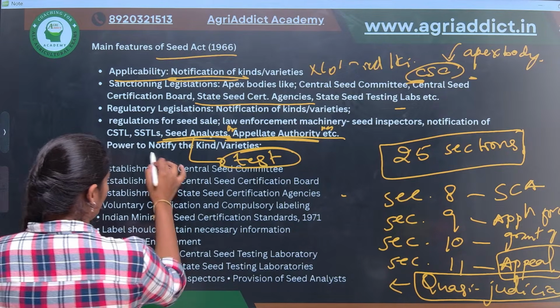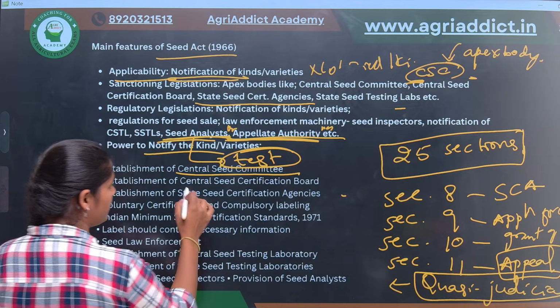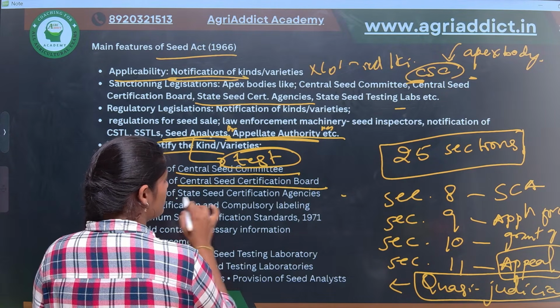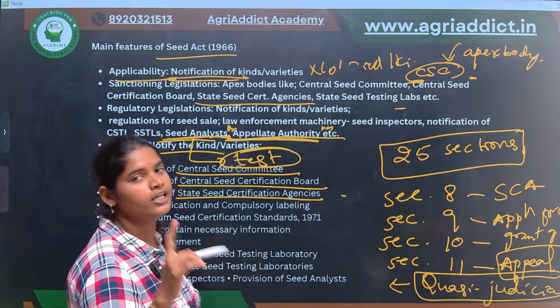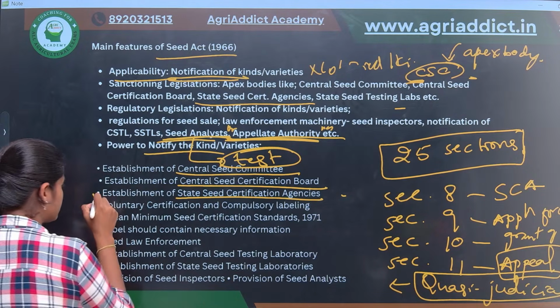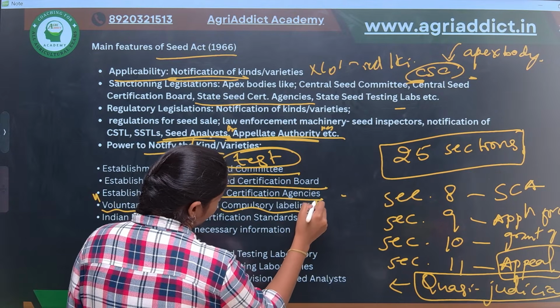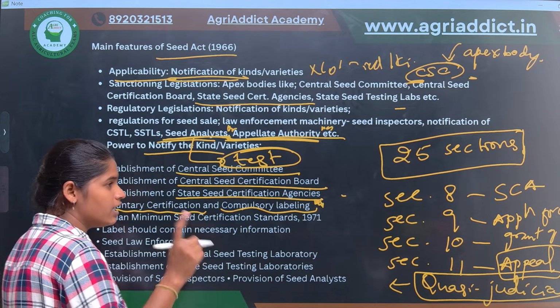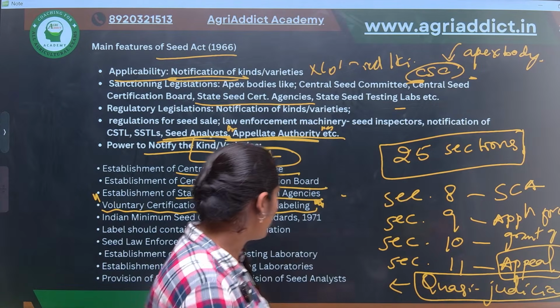And who will notify the varieties? So we have the Central Seed Committee, Central Seed Certification Board, and State Certification Agencies. And the main provision in the Seed Act is, remember this line, voluntary certification but compulsory labeling. So in the Seed Act, in our government, the labeling is compulsory but certification is voluntary.